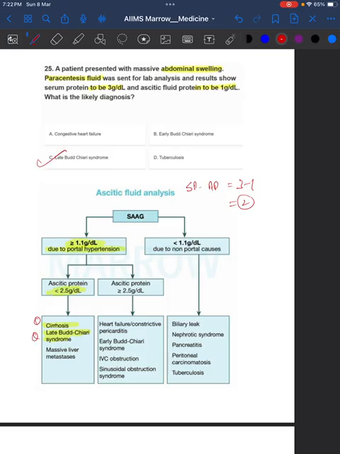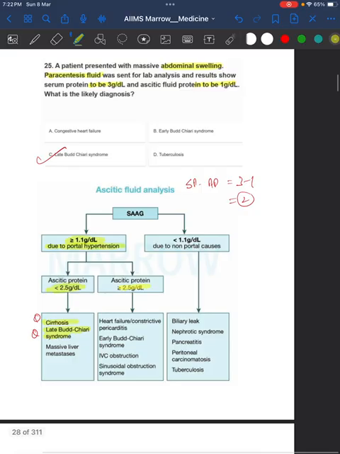If the protein would have been more than 2.5 in ascitic fluid, then the answer would have been heart failure, or it can be congestive pericarditis, it can be early Budd-Chiari, IVC obstruction, or sinusoidal obstruction. The most important to remember are heart failure, congestive pericarditis, and early Budd-Chiari.